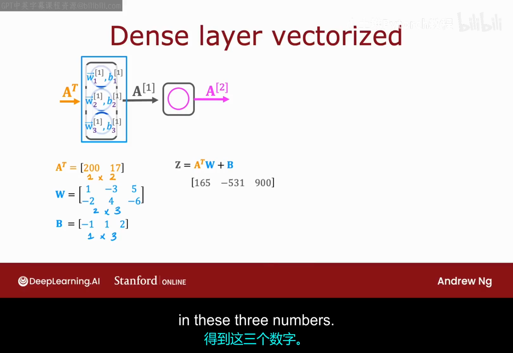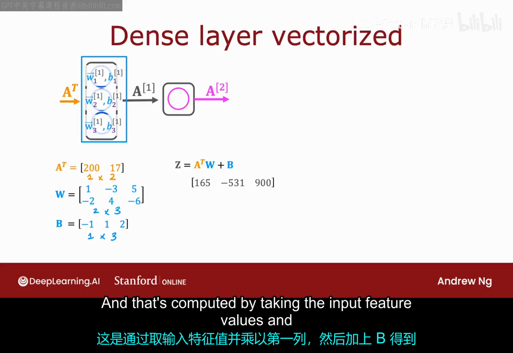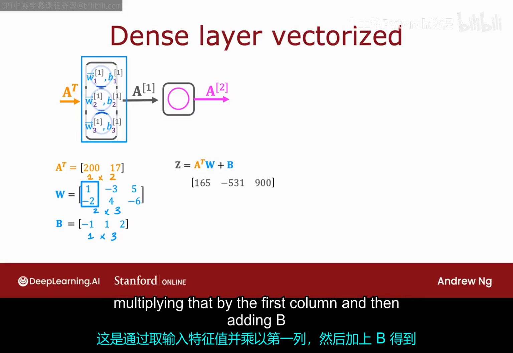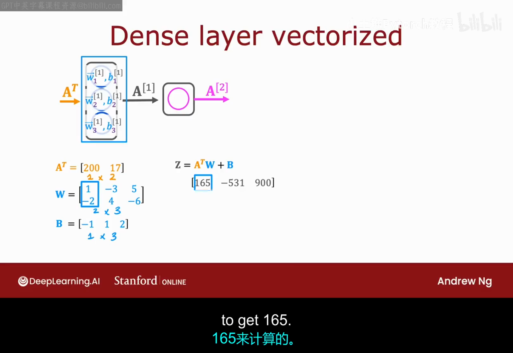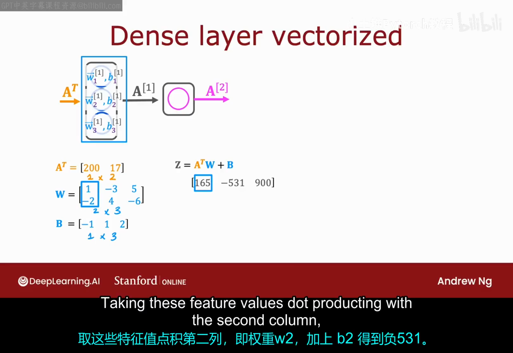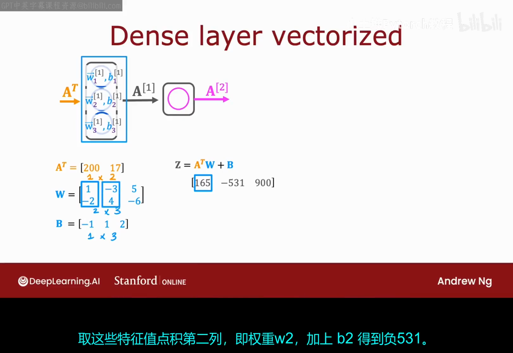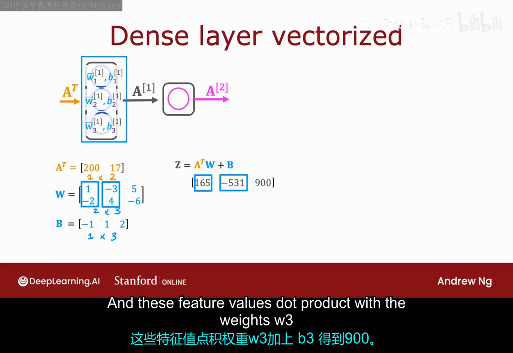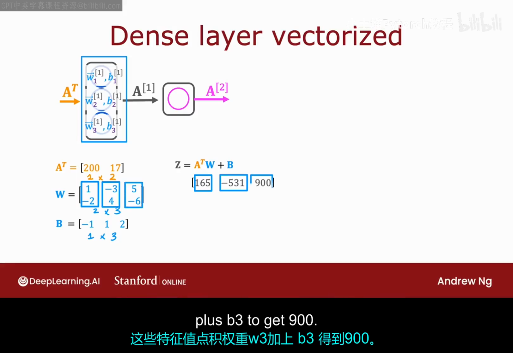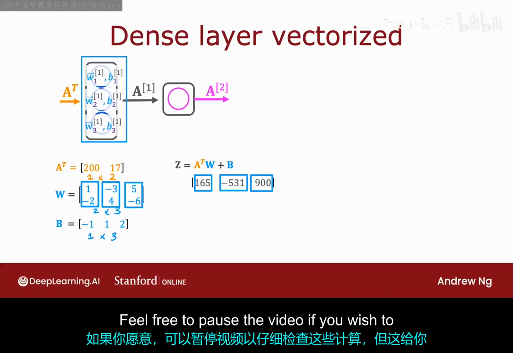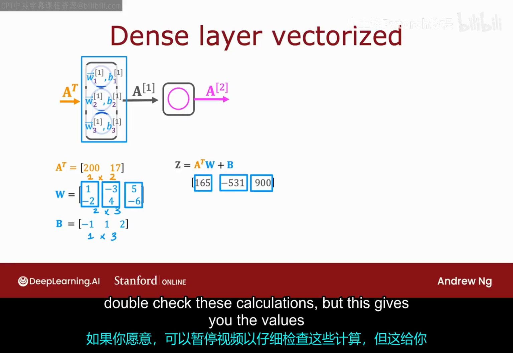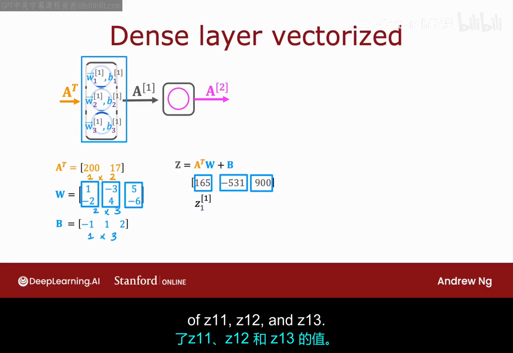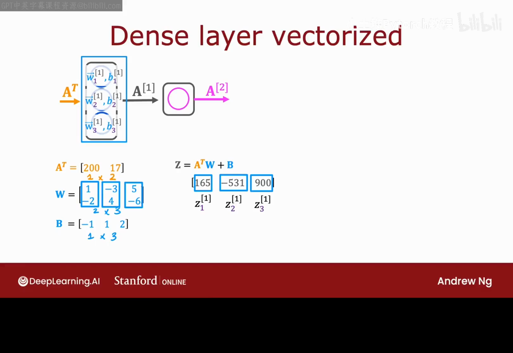Then it turns out that if you were to compute Z equals A transpose W plus B, that will result in these three numbers. And that's computed by taking the input feature values and multiplying that by the first column and then adding B1 to get 165. Taking these feature values, dot producting with the second column, that is the weights W2, and adding B2 to get negative 531. And these feature values dot product with the weights W3 plus B3 to get 900. Feel free to pause the video if you wish to double check these calculations, but this gives you the values of Z11, Z12, and Z13.